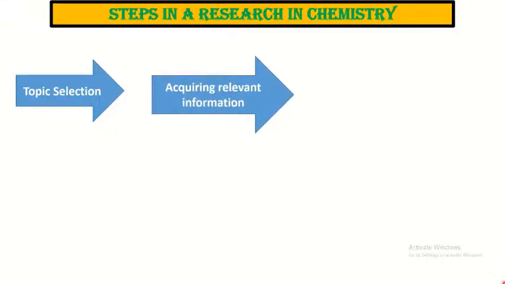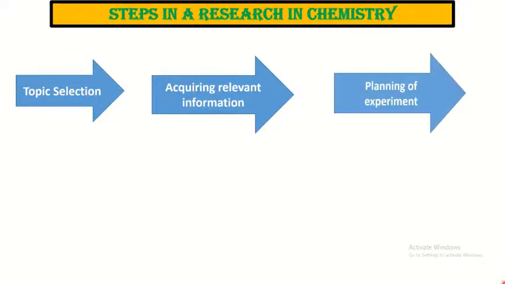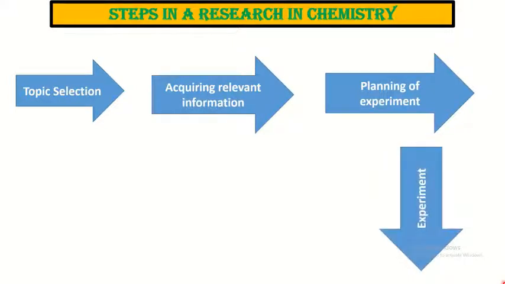Now, our second step in research is acquiring relevant information. That means in this stage, you will read some books or some papers from the internet or any other sources to gain the relevant information. Now, our third step is planning of experiment. In this step, you have to set up the plan. How will you do the experiment? Now, in this planning, you can make the plan of what apparatus and what reagents are needed for doing the experiment.